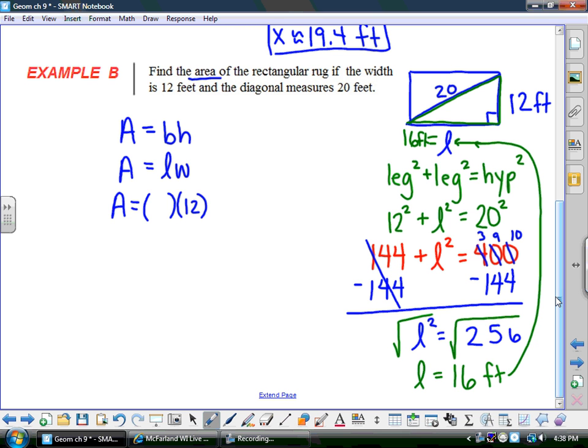If I go back and reread the question, find the area of the rug, I'm not done yet. I've only found the length. To finish the question up, I need to plug that 16 in for length in my area formula and figure out the area by doing length times width, or base times height, whatever you want to call it. 16 times 12 is 192. Since it's an area, the units are feet squared.